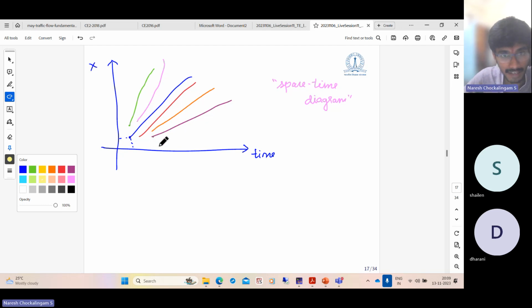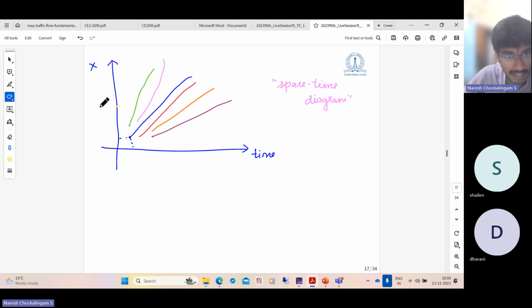So as I said, a flow rate is at a given x. So we need to choose a given x. So suppose I fix x equal to x naught. It is somewhere here. So flow rate at x naught is measured along this line. And it is measured over a given time interval. So the time interval is, say, t1 to t2.